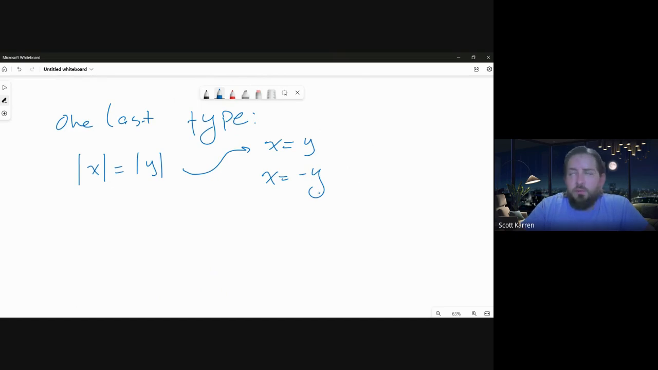Because I could say, well, y could be the opposite of x, but that's the same thing as having x being the opposite of y. And I could say, well, they could both be negative, the opposite of x is the opposite of y, but that's again saying the same thing, that they are the same value, right? So I have two cases.